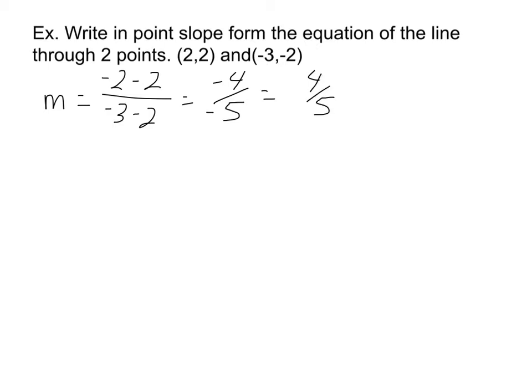Now we're going to just write it in point slope form. We don't need to go any farther, so we can pick either one of these points. I'll pick this one. y minus 2 equals 4/5 times (x minus 2). This is all that this problem asks for. You could sure go farther, make it in standard form, or you can turn it into slope-intercept form, which we'll talk about in just a second.